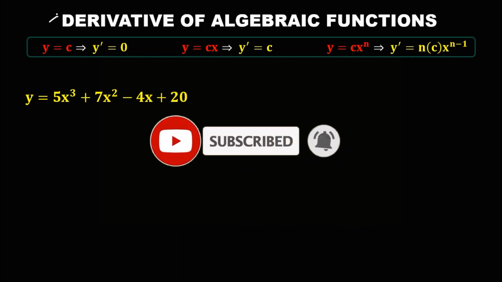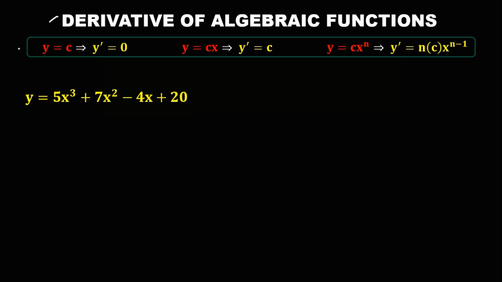So for the derivative of algebraic functions, using these formulas: the derivative of a constant is equal to 0. The derivative of a constant times x is equal to the constant. And for the derivative of a constant times x raised to any exponent, just multiply the exponent to the constant. So we have n times the constant, then minus 1 for the exponent.